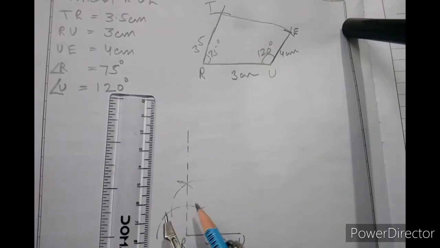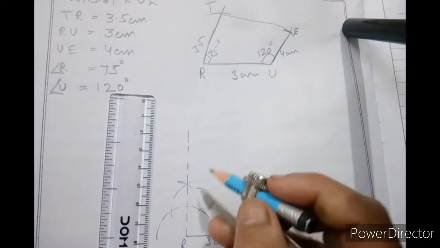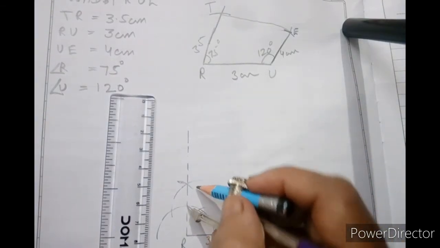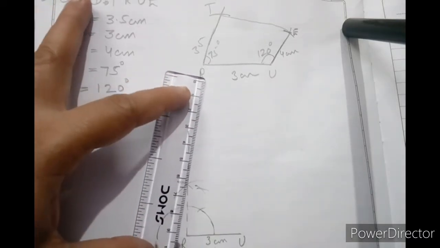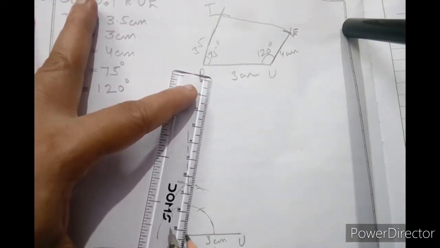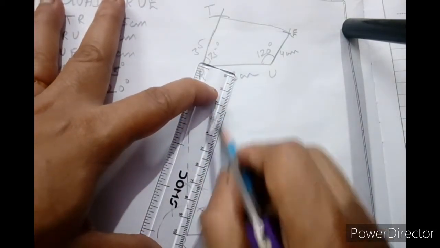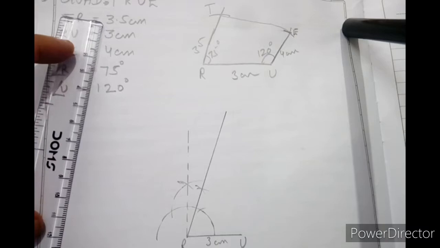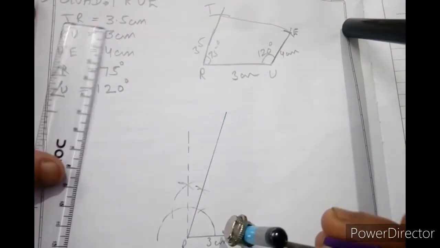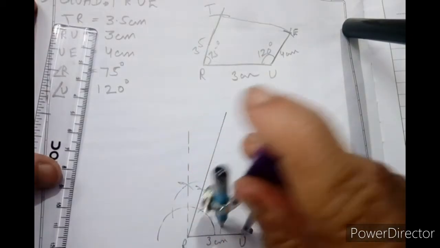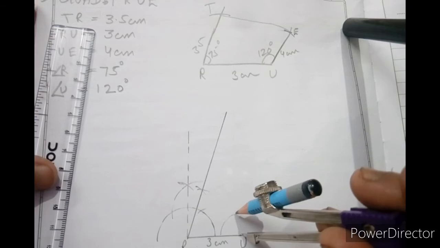75 is between 60 and 90, so what will we do? From 60 and from 90 I will draw arcs, and wherever these two arcs intersect, between 60 and 90 we will get an angle of 75 degree. Is it clear? Now 120 degree. I think all of you must remember how to construct an angle of 120 degree, one of the easiest angles.